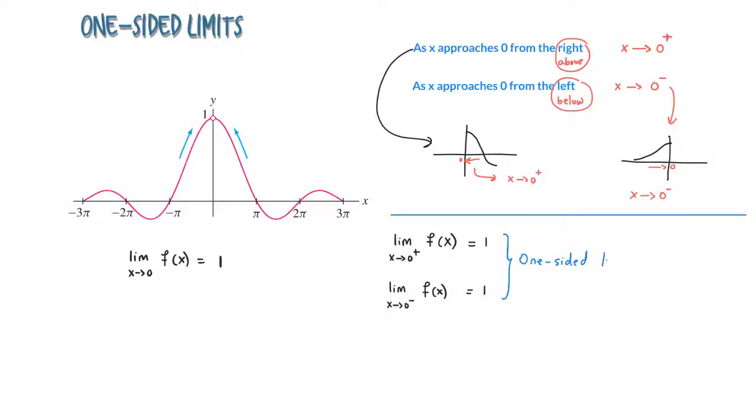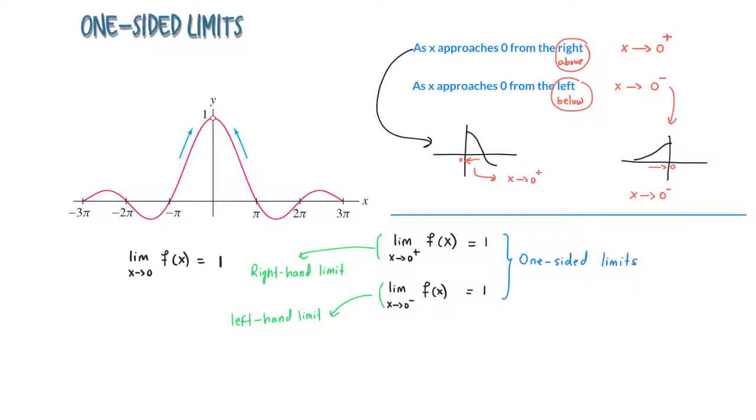In particular, this limit right here is the right-hand limit, because it is talking about the limit of the function on the right side of 0. And this one right here is the left-hand limit, again, because it is talking about the limit of the function on the left of 0.